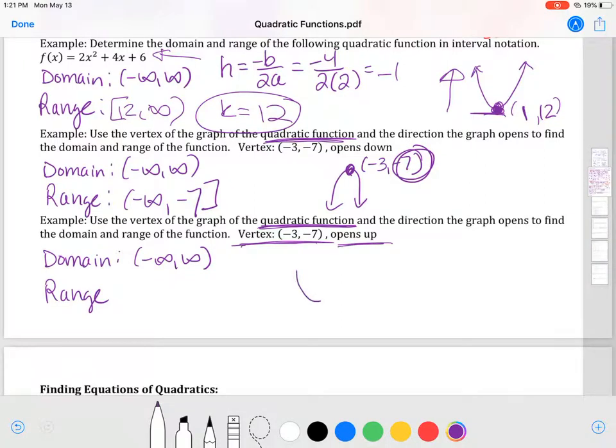My range is going to depend on the fact that my vertex is negative 3, negative 7, and it's going to go up forever because it opens up. So this time I'm going to have a minimum value, which is going to be at negative 7. And it's going to go all the way up to positive infinity. It's not going to stop. And so my range is going to be negative 7, including negative 7, up to infinity.